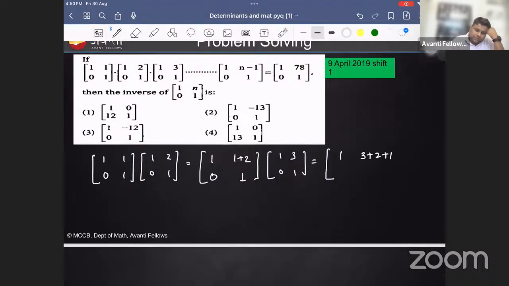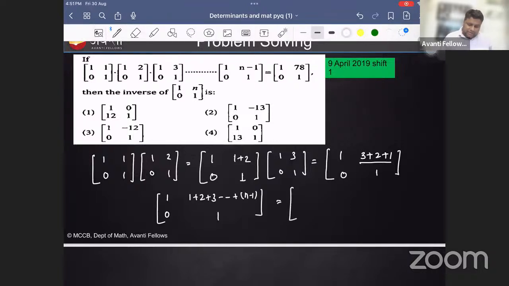Now second row, first column: 0. And finally, second row, second column, the answer is 1. So do you realize a certain pattern is going on? Isn't it? Up to 3, this place came 1 plus 2 plus 3. So up to n minus 1, this left side determinant will be 1, 0, 1. And here it will be 1 plus 2 plus 3 up to n minus 1.